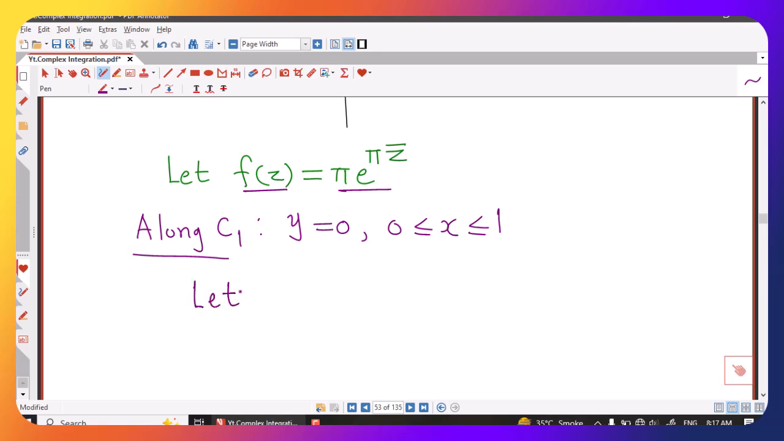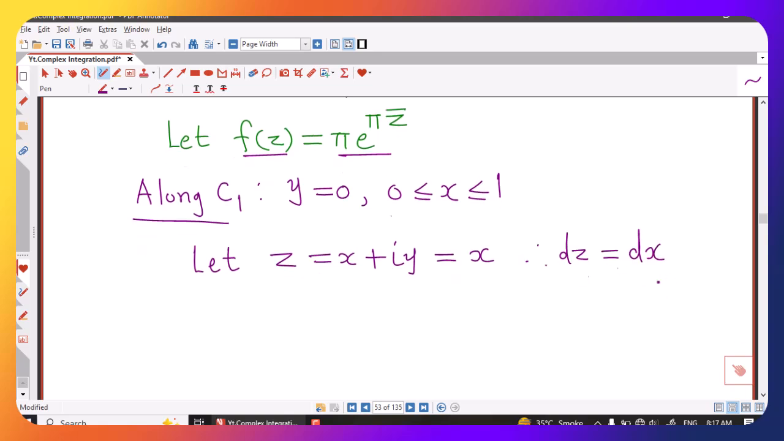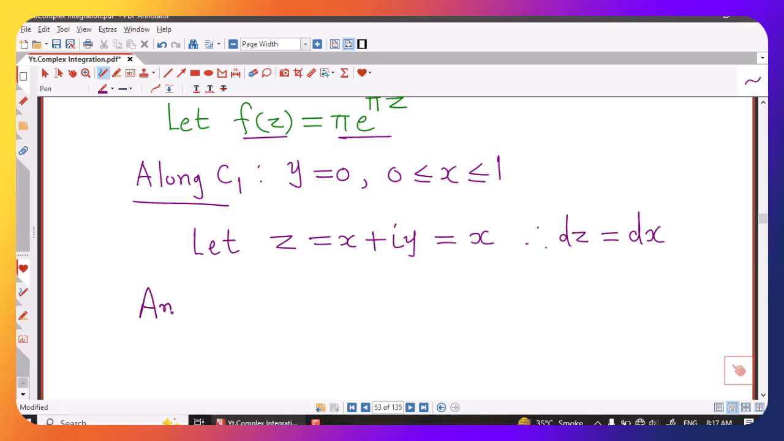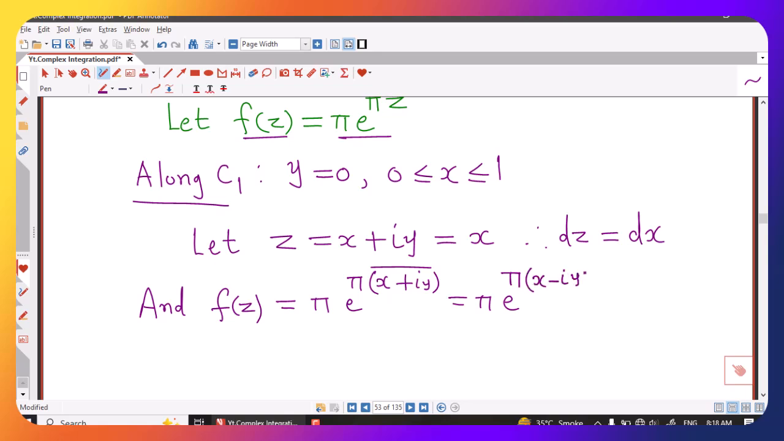For that, we start with z equal to x plus iy, and we can write y equal to 0. So we will have z equal to x, and therefore dz will be equal to dx. And in f of z, first we put z equal to x plus iy. We have e raised to pi z bar. Z we consider as x plus iy and its conjugate. So our function is e raised to pi into the conjugate of x plus iy, which is x minus iy, and then we put y equal to 0.